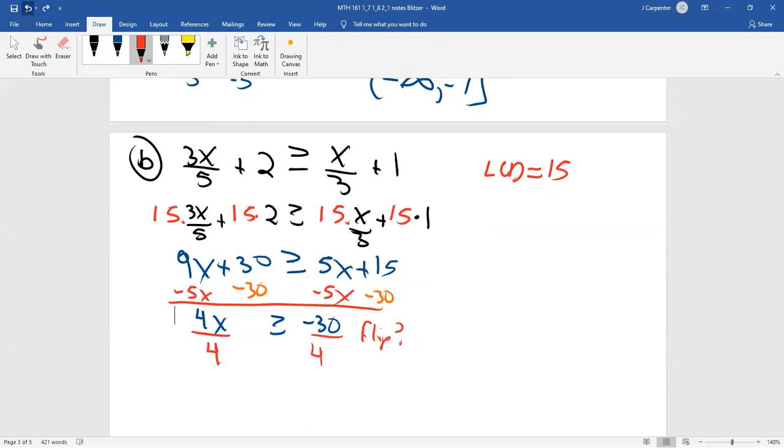There is no negative in front of this 4, which means we did not need to divide both sides by a negative. So no, we in fact are not flipping this. We will leave it alone. So it's just an x on the left. We leave the greater than or equal to, and the negative 30 over 4 is going to reduce to negative 15 over 2.